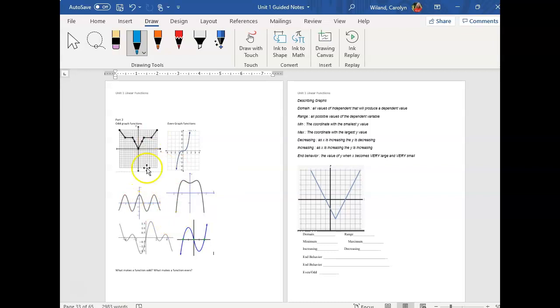So I want you to take a look at these 6 graphs and remember what it means to be even and odd. And I want you to write whether the graph that you're looking at is even, odd, or neither. So you can take the video and pause it for a second and then come back and I'll go over and explain why it is even, odd, or neither.